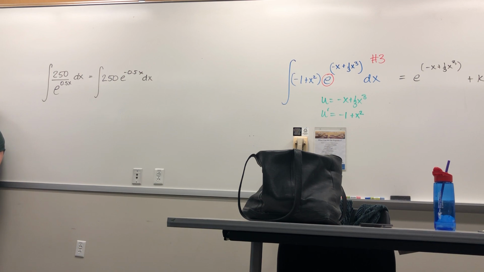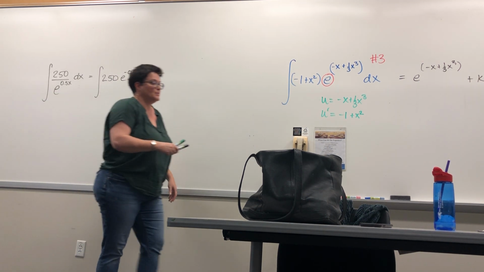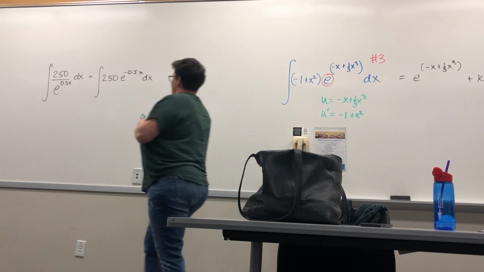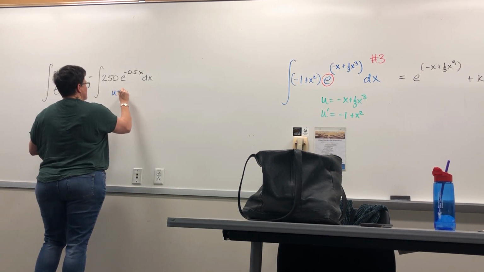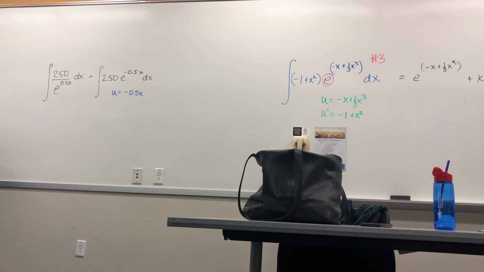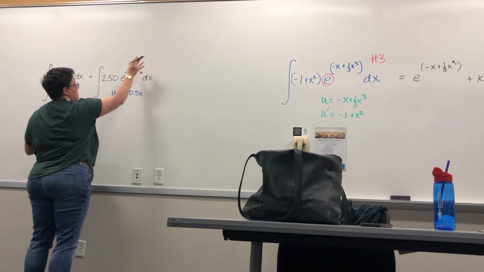Alright. Now what? So find u, create u prime. This is on the steps. So what's my u? U equals negative 0.5x. Does everybody see why? U is located as your exponent here, and it could be the entire thing. It could be a power, for all we know, but it's the entire exponent, whatever is here.